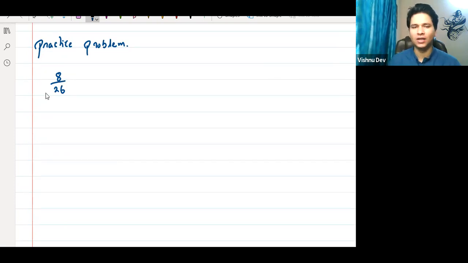First of all, convert this into the simplest form. 8 by 26, I can say, it will be divided by 2. So it will be 4 by 13. Yes or no? That's the first step. Agree? Because the HCF of 8 and 26 is 2.